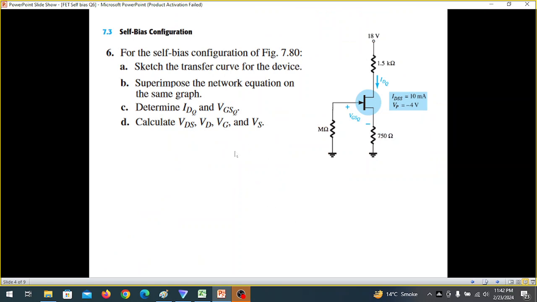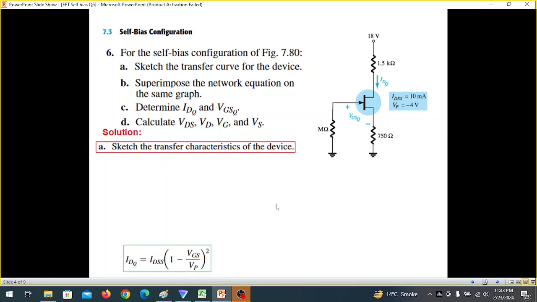Now, question number 6 says that for the self-bias figure, sketch the transfer curve of the device, and then superimpose the network equation on the same graph, determine IDQ and VGSQ, and calculate these 4 parameters. I'll go hurriedly because we have done exactly the same type of question in my previous video. The transfer characteristics of the device.